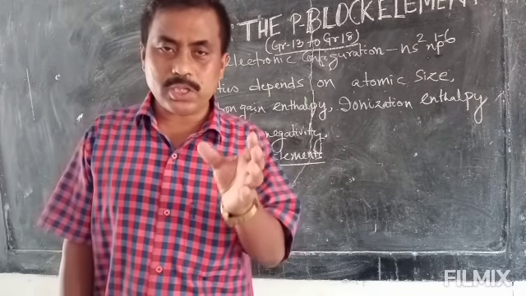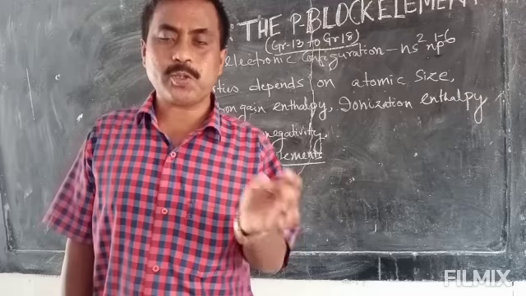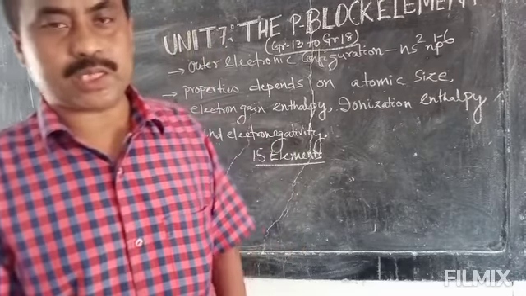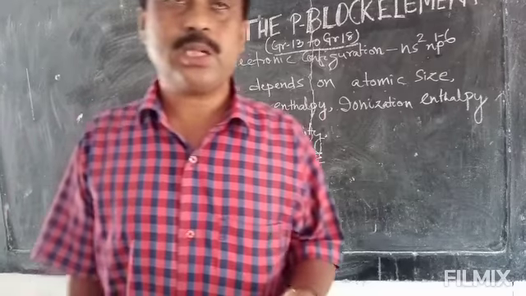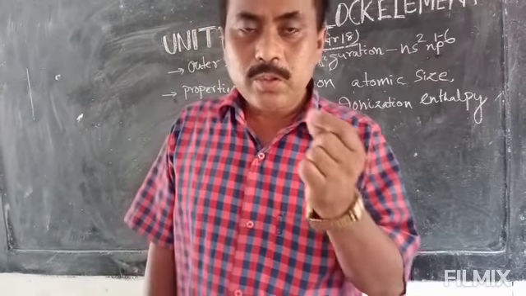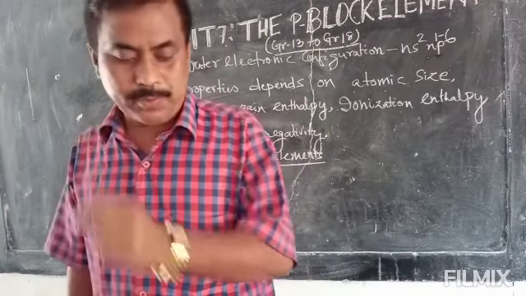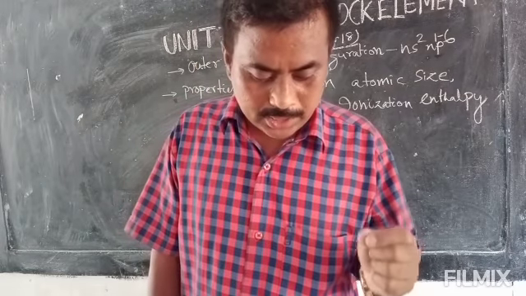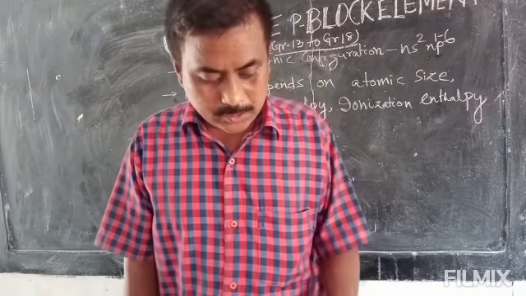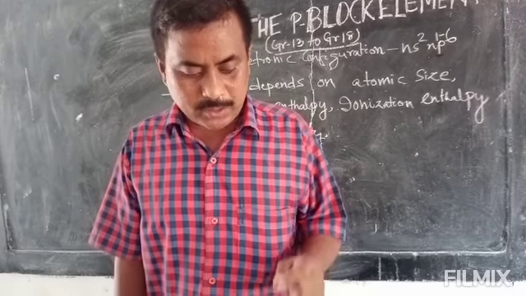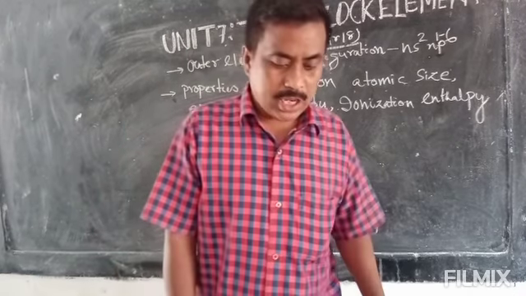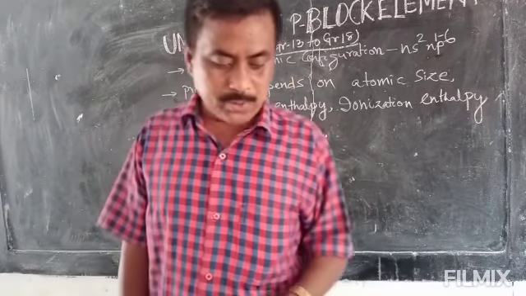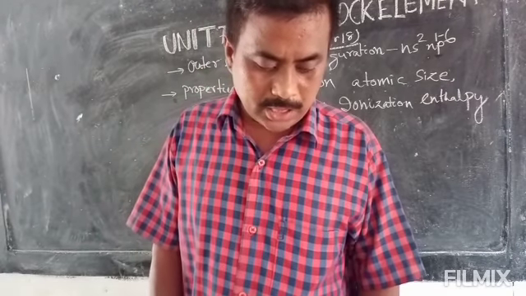When we move down, size gradually increases. Size increase means the force of attraction between the nucleus and the other electrons gradually decreases, and hence it runs from non-metal to metalloid and then metallic properties. That means higher members of each group are metallic in nature. So in this group 15, nitrogen and phosphorus are non-metals. Arsenic and antimony are metalloids, whereas bismuth and moscovium are of metallic type.